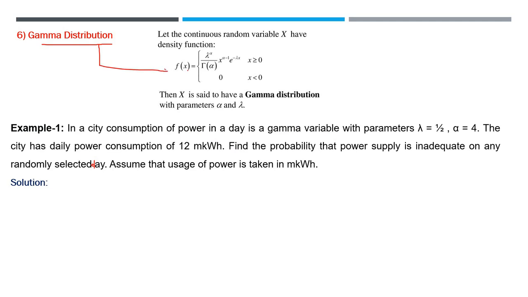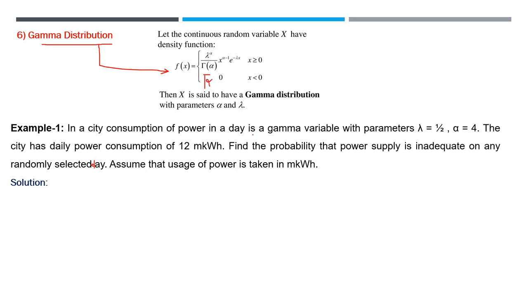To calculate the gamma distribution, the formula is f(x) equal to lambda raised to power alpha, x raised to alpha minus 1, e raised to power minus lambda x, divided by the factorial of alpha. Now, how to calculate this? We will take an example. This is the factorial, and it comes something like this: alpha.